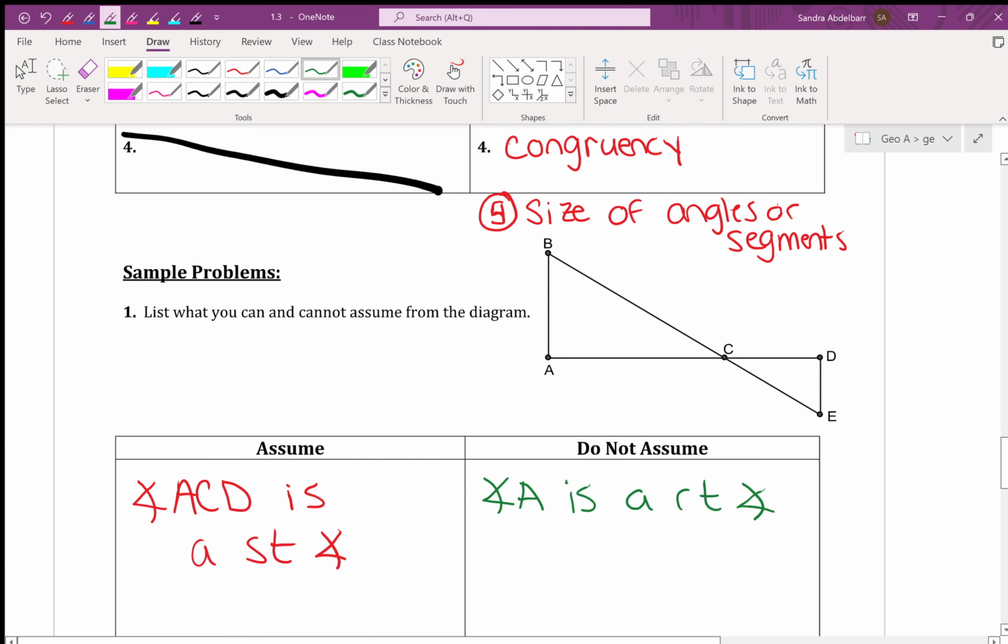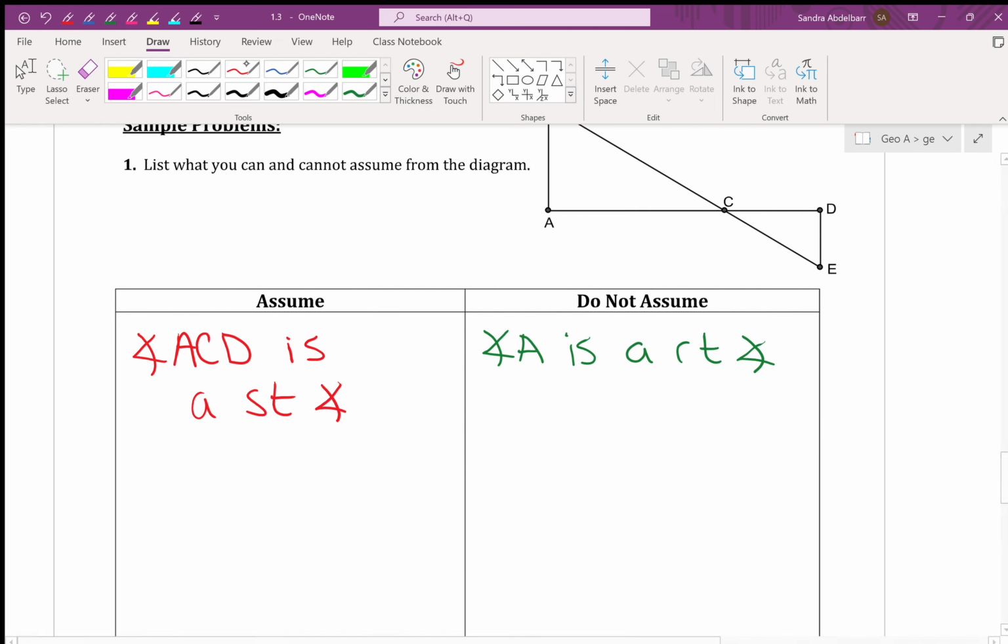All right, last one. Assume or not assume? Segment AC is longer than segment CD. You are all rock stars. You got it. We cannot assume that.